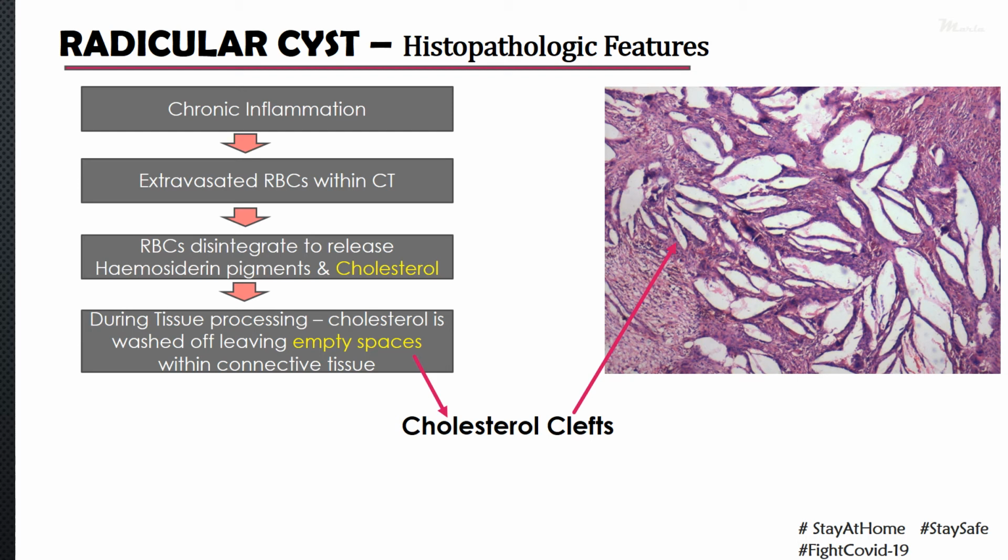These extravasated RBCs may undergo disintegration to release hemosiderin pigments and cholesterol. These substances are accumulated in the tissue. However, during tissue processing, the cholesterol is washed off, leaving empty spaces within the tissue, which are observed as cholesterol clefts in a biopsy specimen.